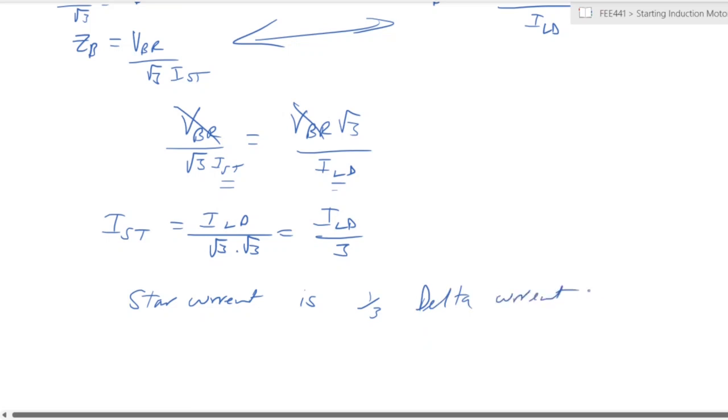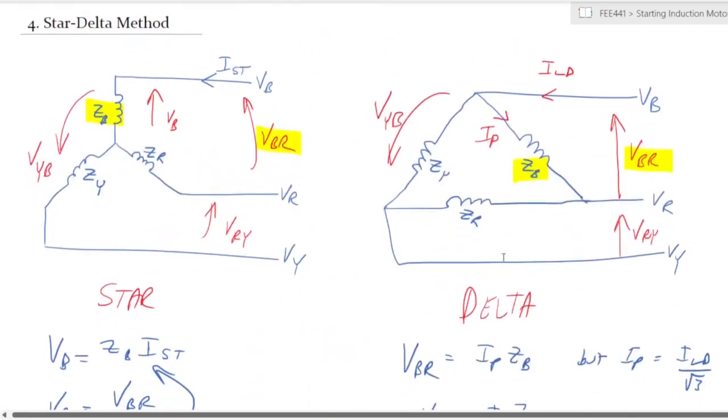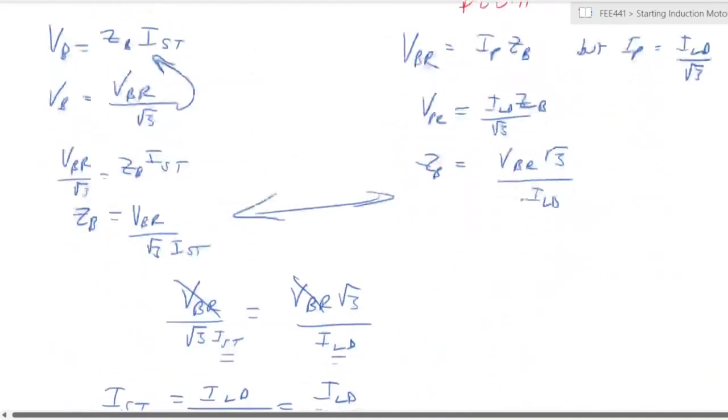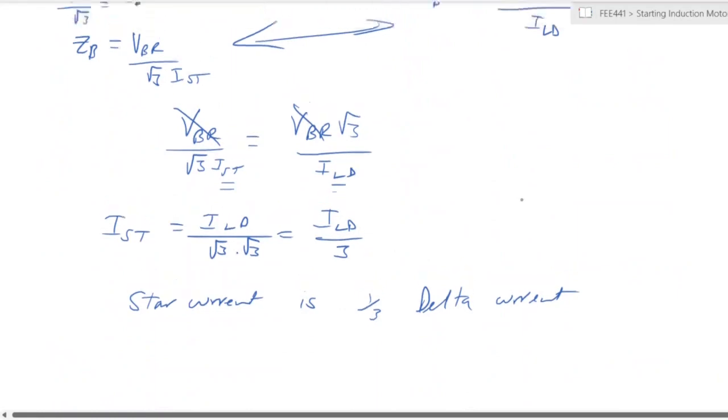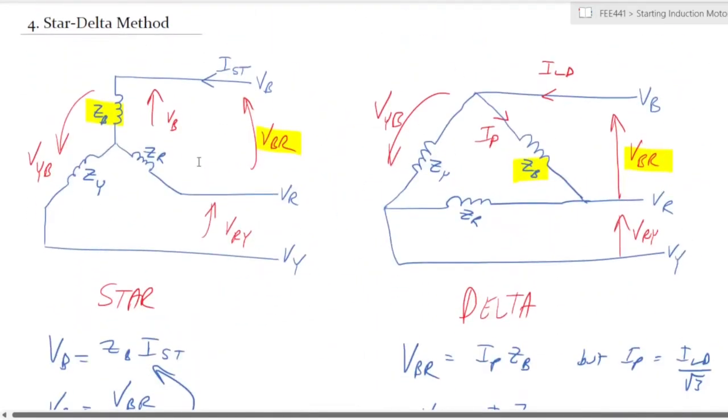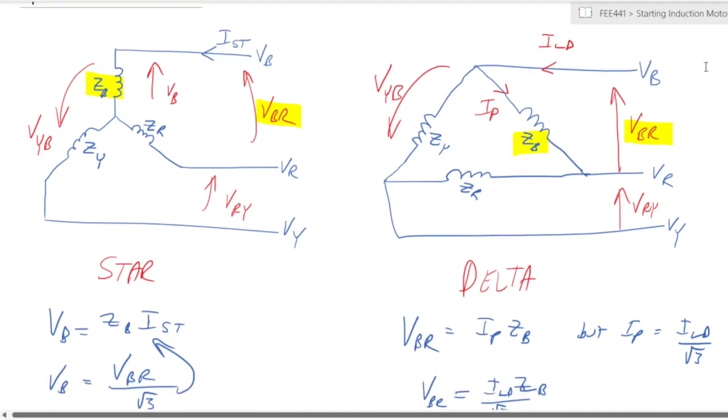So simply by changing the configuration, we have the same voltage being applied to the same machine. But because you have a delta configuration, the delta current is 3 times as much as the star current. So if we were to run the machine with a star configuration, we would have 1/3 as much current flowing through it as in a delta configuration.